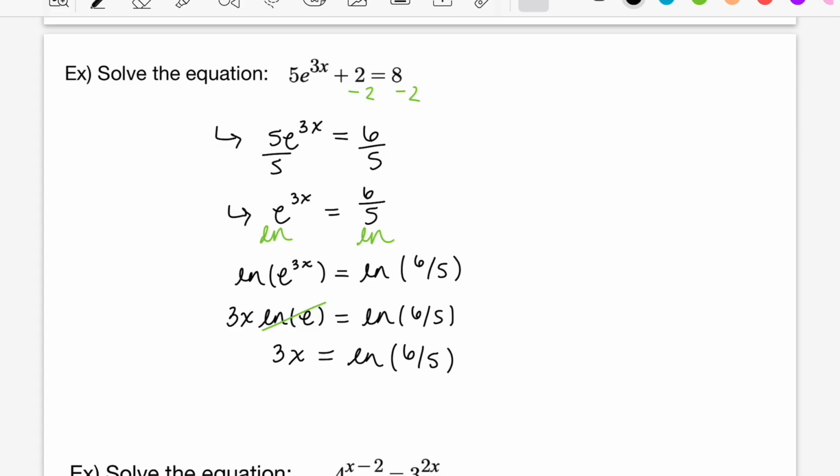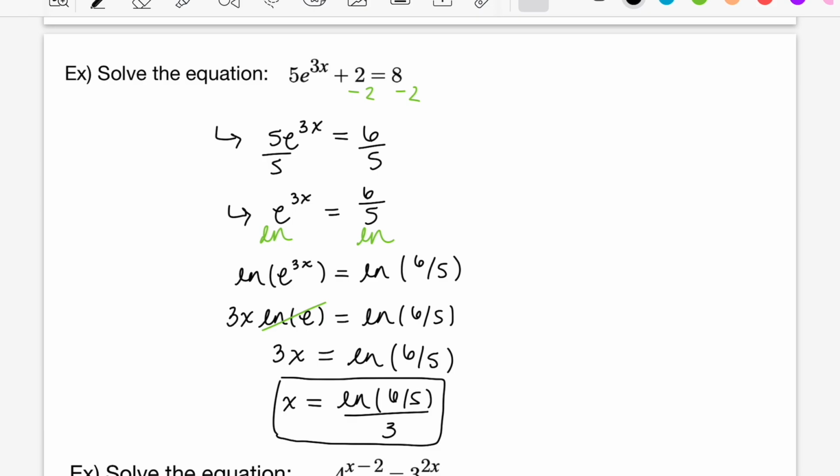All right, now solving for x here, we'll get x is equal to ln of 6 over 5 divided by 3. So this would be our answer, our exact answer for this problem.